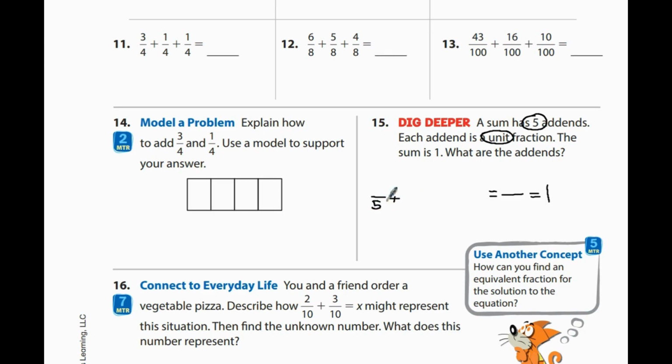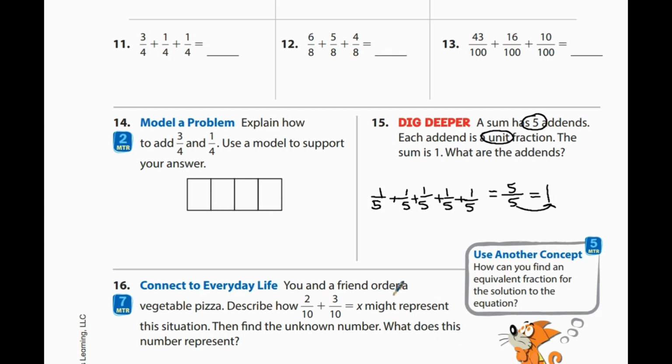Why? Because 1/5, a unit fraction, plus another unit fraction plus a third unit fraction plus another unit fraction. That's 1, 2, 3, 4 unit fractions plus the 5th unit fraction. Let's see, 1, 2, 3, 4, 5. There's 5 addends. Each addend is a unit fraction. They're all unit fractions, and there's 5 of them. And therefore, if I add them all together, that gives me 5/5. 5/5 is also equivalent to 1 whole. That was it. So that was a dig deeper.